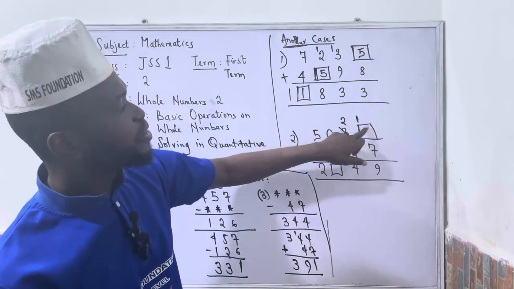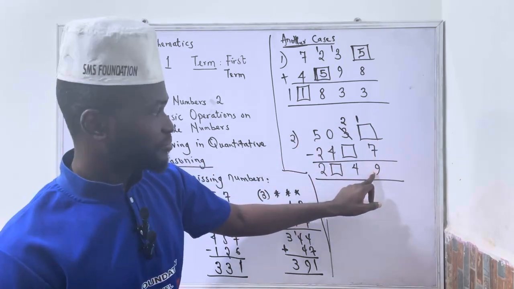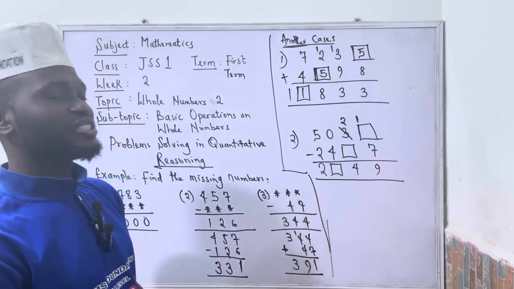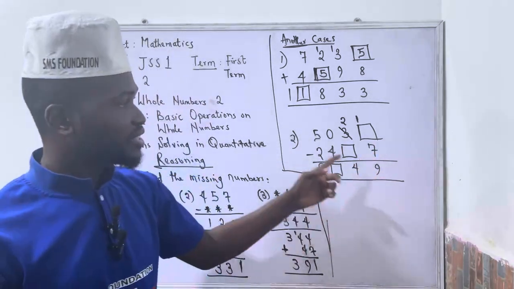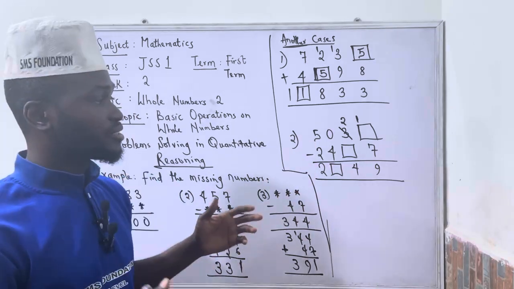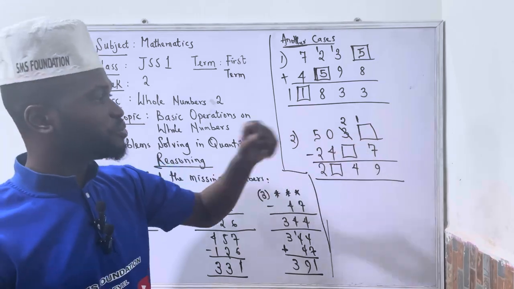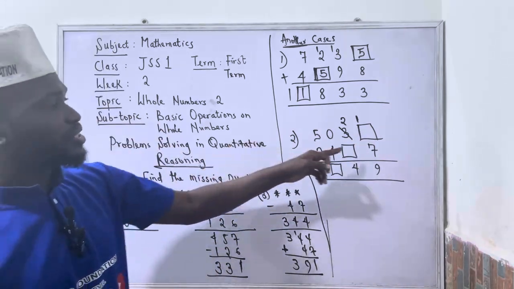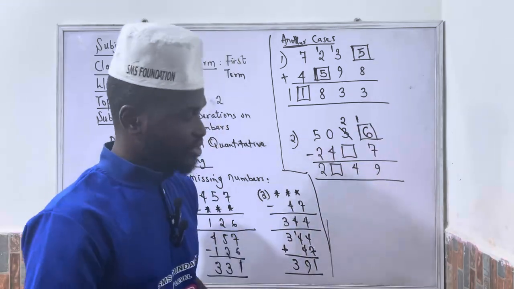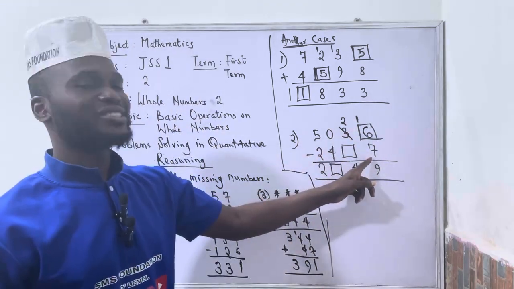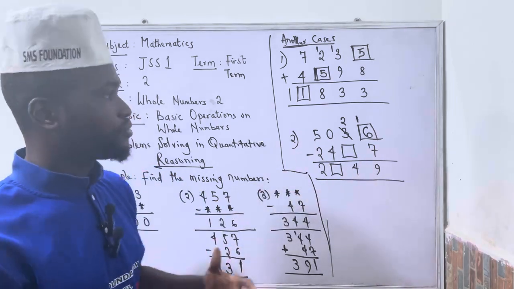So what number can I put here to make this 2 digits and subtract 7 and get 9? You can simply do 7 plus 9. If you do 7 plus 9, that will give you 16. So 16 minus 7 must give me 9. So I have to put 6 here. So that means 16 minus 7 is what will give me 9. Is that so? We know.